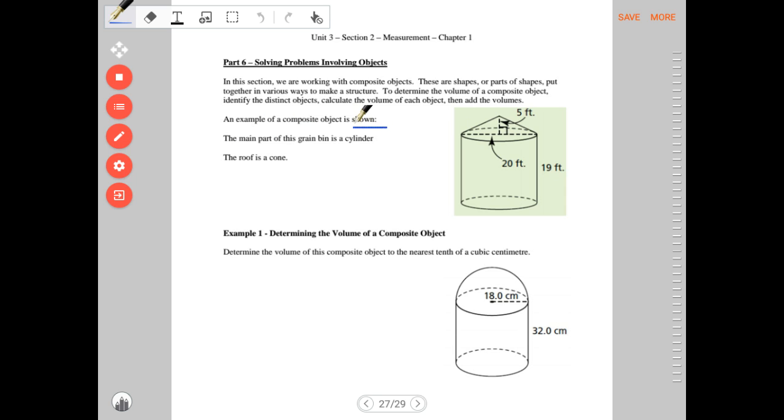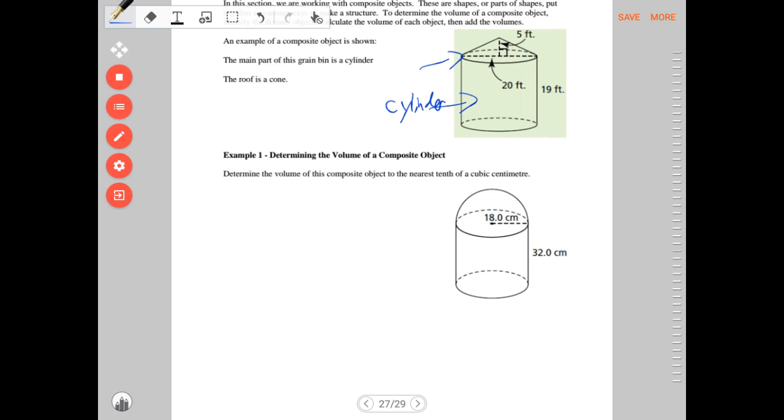Okay, so an example of a composite object is shown here. This looks like kind of a grain bin. The main part of this grain bin is a cylinder, and the roof, of course, is the cone. Given all the dimensions, we can figure out the volumes and put them together. So example 1 does just that.